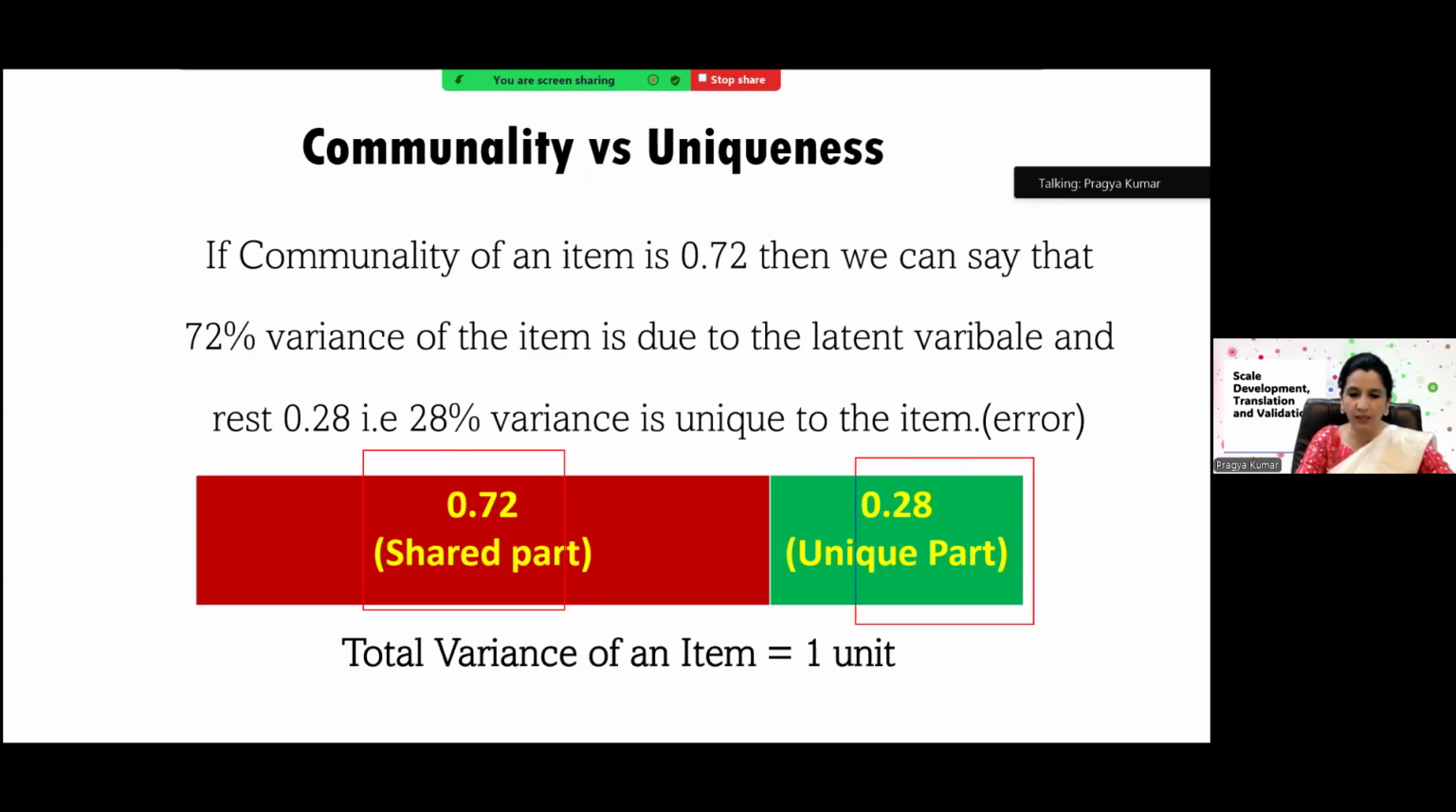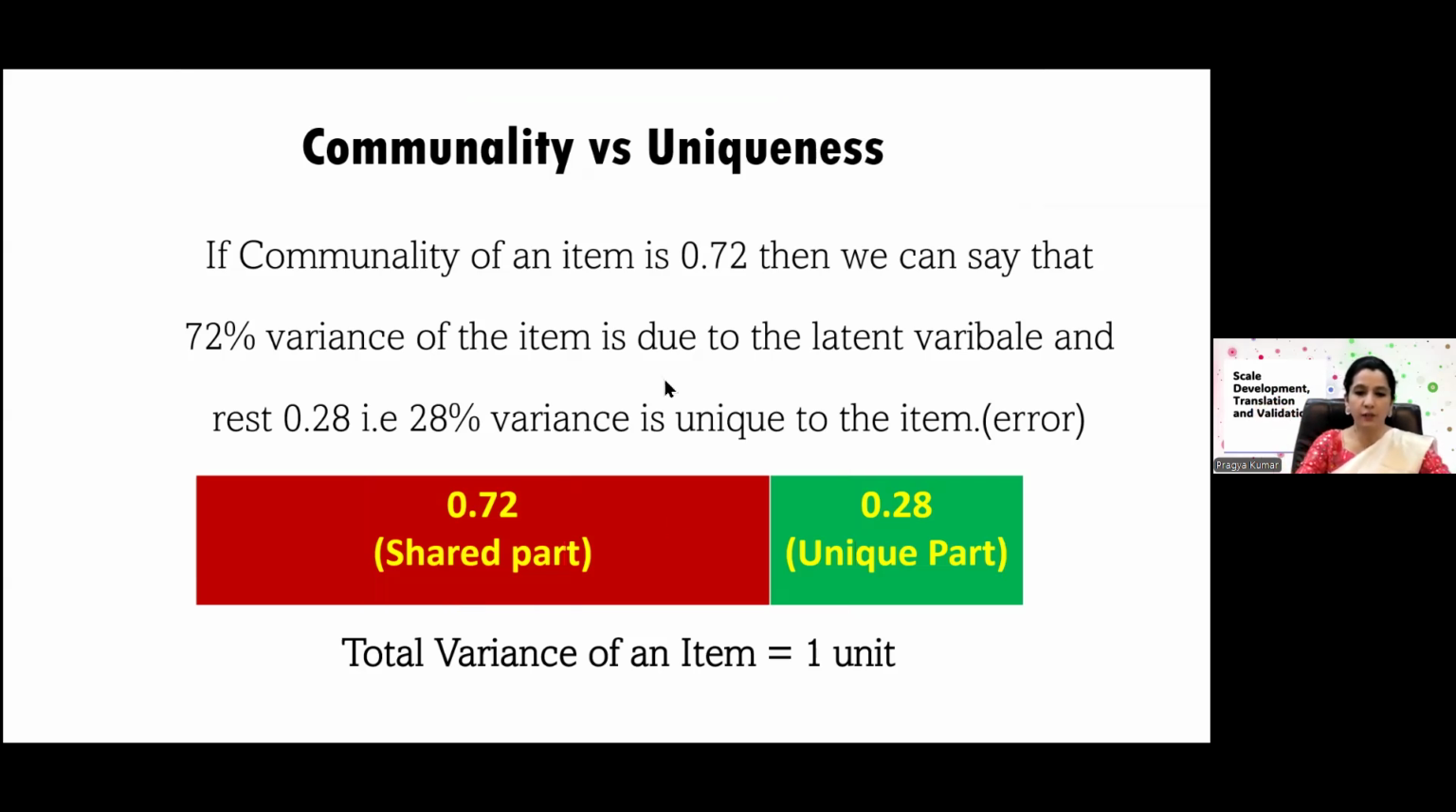So Jamovi and JASP give the error part, meaning they give you the uniqueness, whereas SPSS gives you the result as communality. For example, if the communality of an item is 0.72, then you can say that the unique error associated with it will be 0.28. That means I can say that 72% of the variance in an item is due to the latent variable and the rest 28% is due to the unique part. So I'll just show with one example.